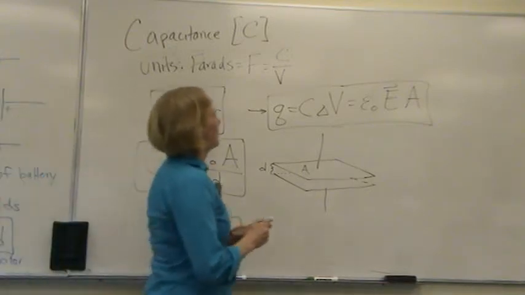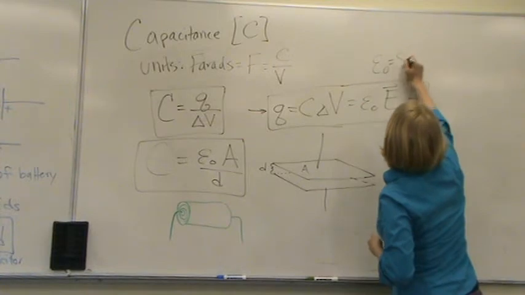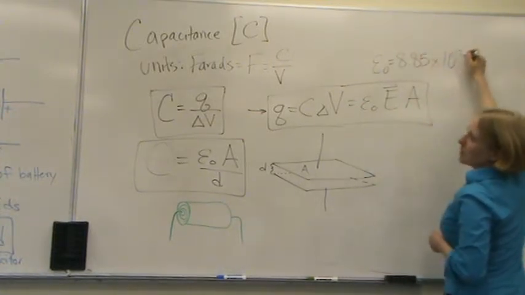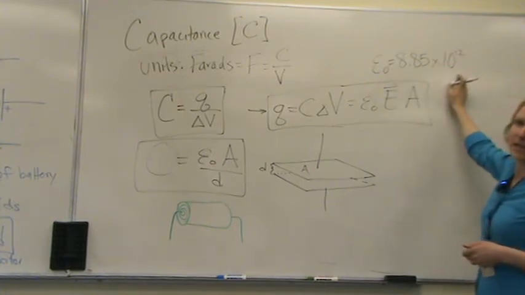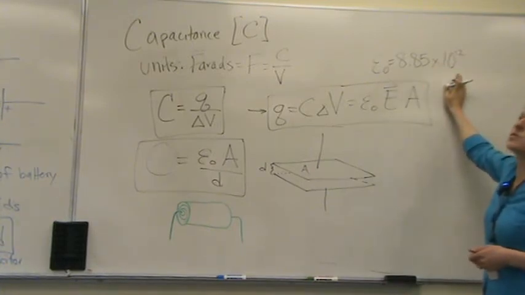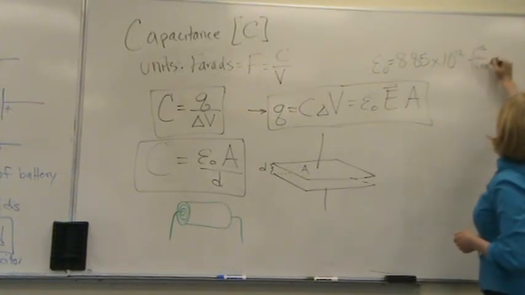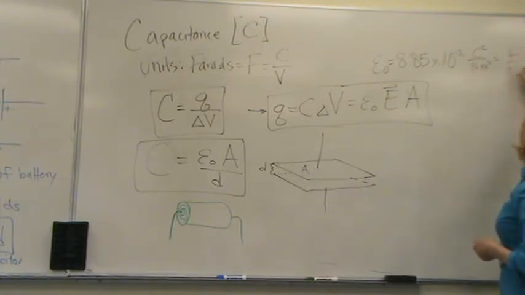All right, and then I'll put this on the board in case we need to remember it. 8.85 times 10 to the minus 12th. We had this epsilon naught before, but we had different units on it. It was like coulombs squared per Newton meters squared. And now we can replace those units with farads per meter.